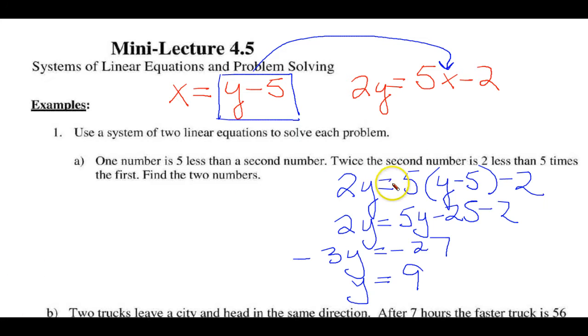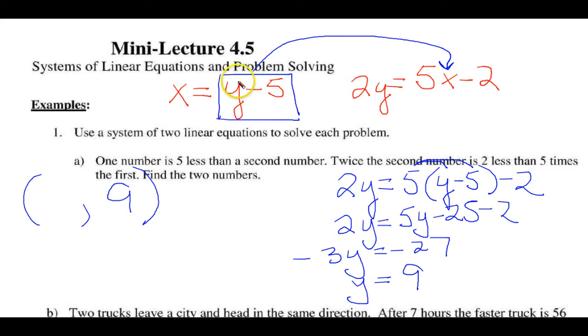So, something like this. We distribute the 5, get this line, collect like terms. This is going to be a negative 27. Transpose the 5y to this side, get a negative 3y. Divide both sides by a negative 3, and we get a positive 9. So one of the numbers, and it happens to be the y value, is 9.